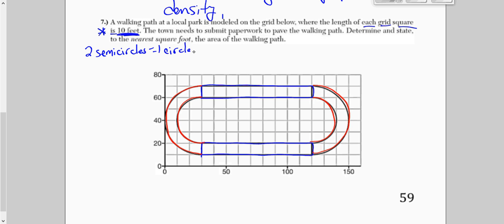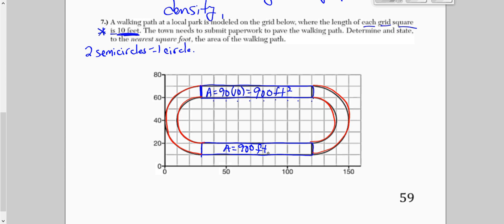So let's do the area of one of the rectangles. Remember, these are each 10. So from here to here, 10, 20, 30, 40, 50, 60, 70, 80, 90. There's 90 of them, times a height of 10, not 1. So our area equals 90 times 10, or 900 square feet. And the other one is the same. The area here equals 900 square feet.